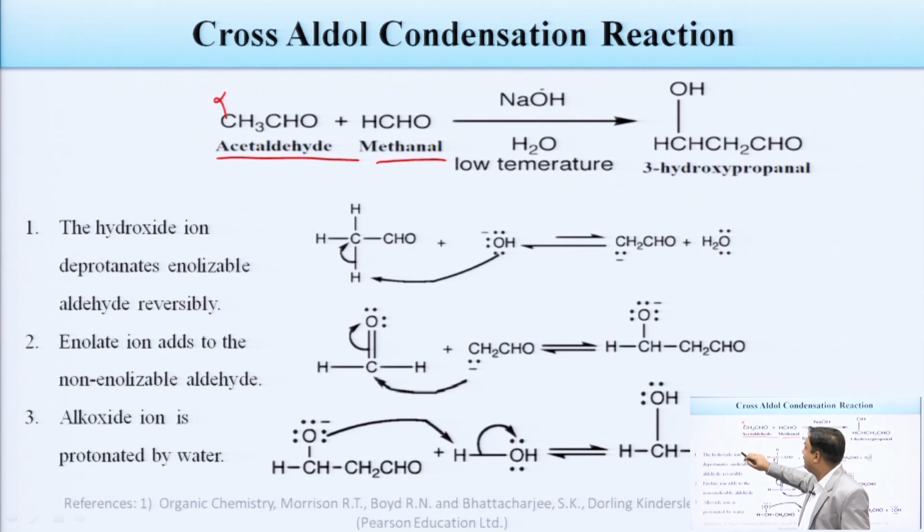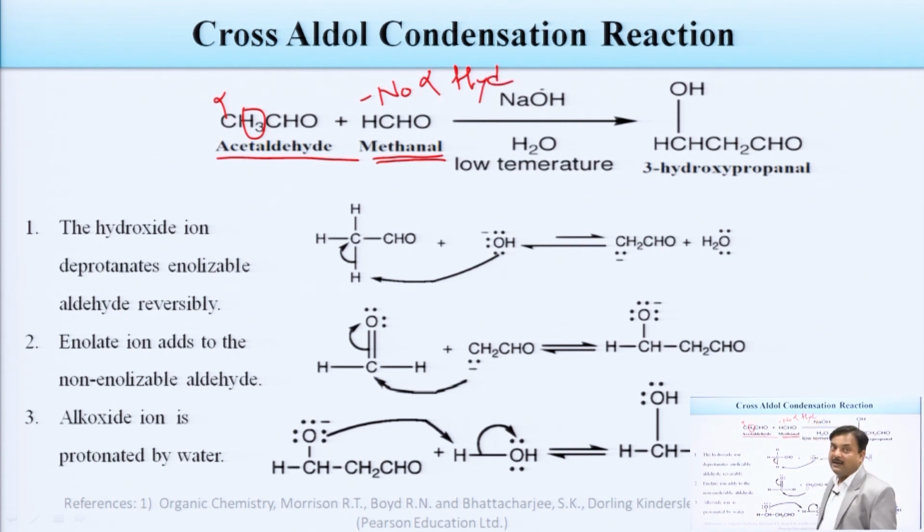Acetaldehyde: this is the alpha carbon, this is the alpha hydrogen. So, one aldehyde molecule contains alpha hydrogen, while the other aldehyde molecule, we are using methanal, has no alpha hydrogen. So, the aldehyde which has alpha hydrogen is now reacting with another aldehyde which does not have any alpha hydrogen. The reaction is carried out in the presence of a base like NaOH, followed by hydrolysis.